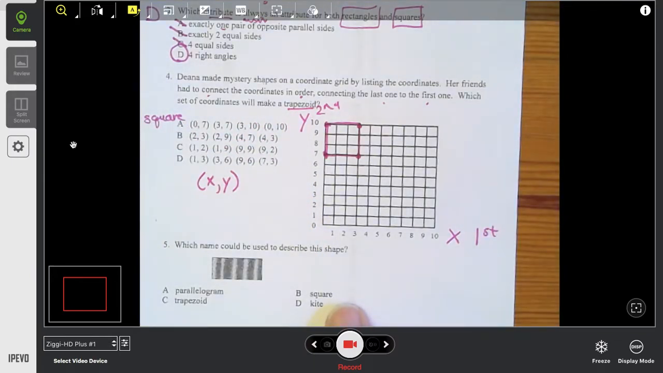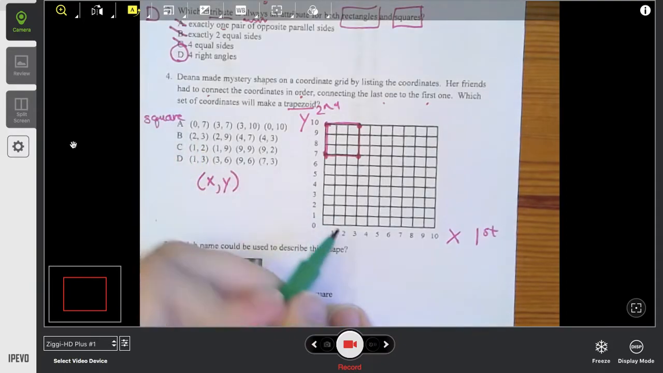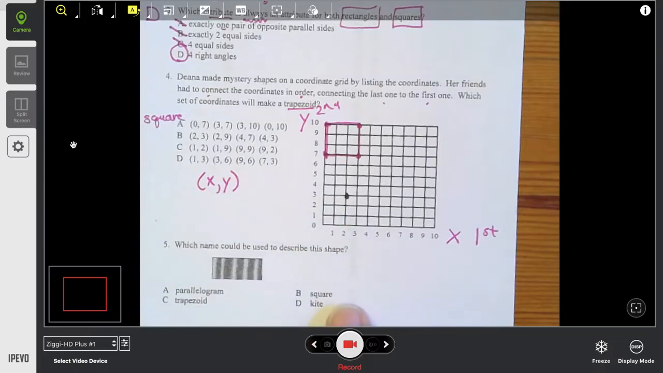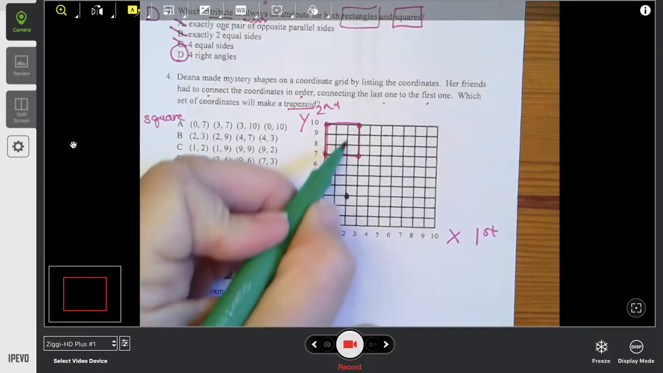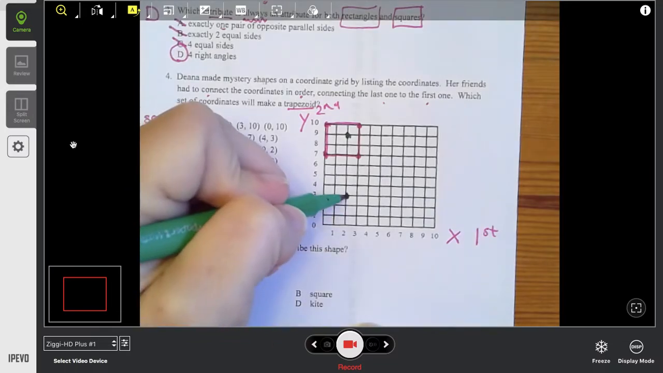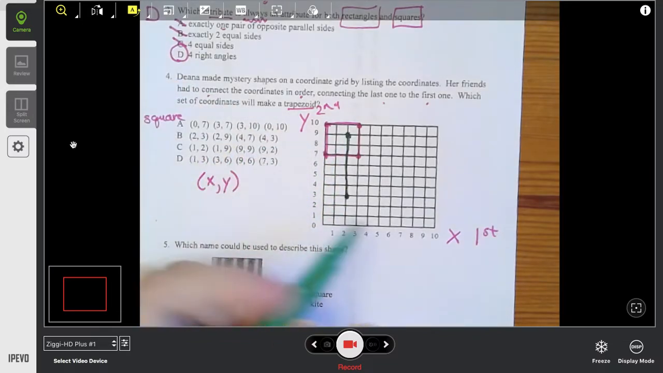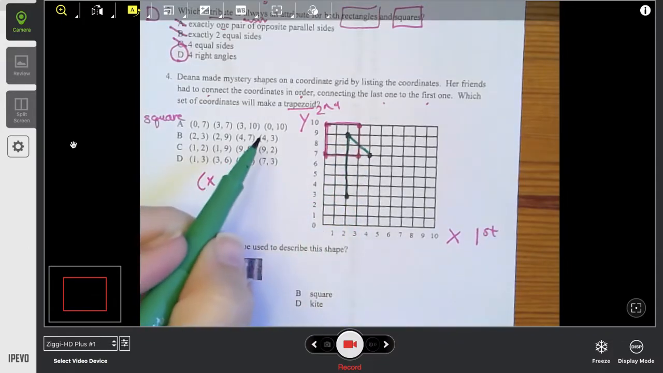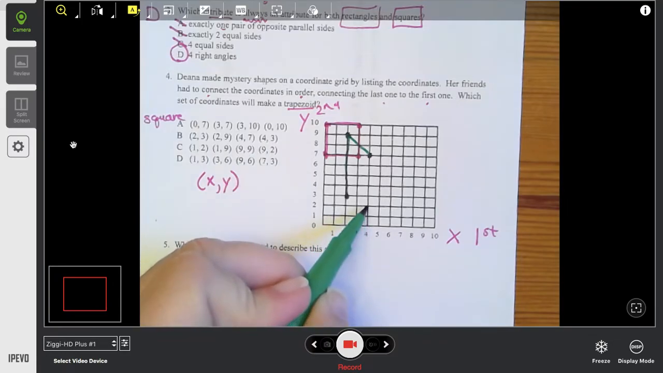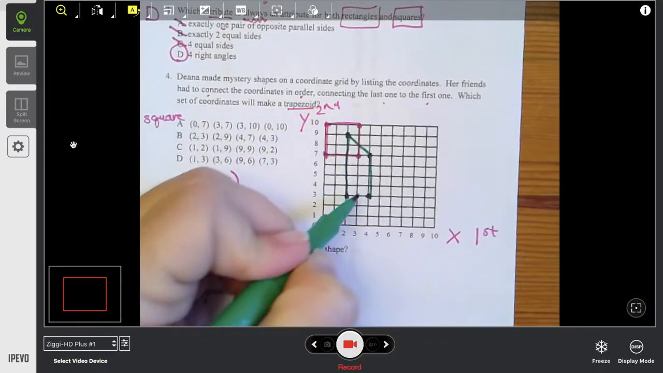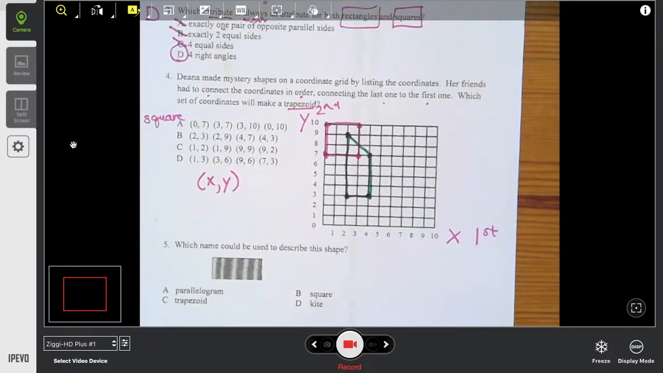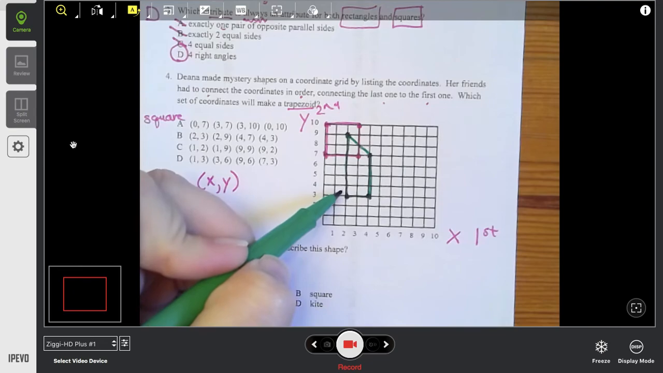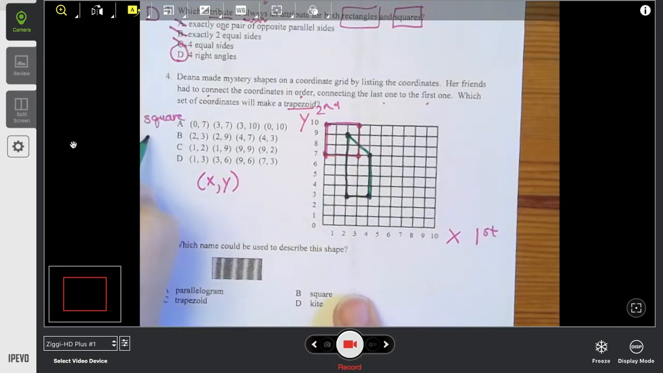All right, I'm going to change my colors for B. 2, 3, over 2, up 3. 2, 9, over 2, up 9. I'm going to connect those dots in order. 4, 7, over 4, up 7. 4, 3, over 4, up 3. And what is that shape? Well, I see one pair of parallel sides. These are not parallel, so this one is a trapezoid. That one looks good so far. Let's double check the others though and make sure.